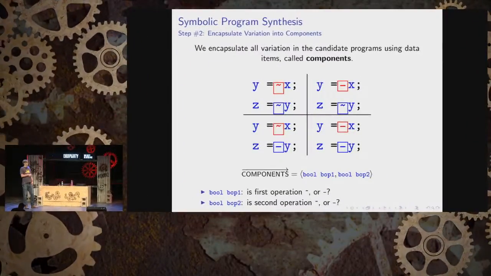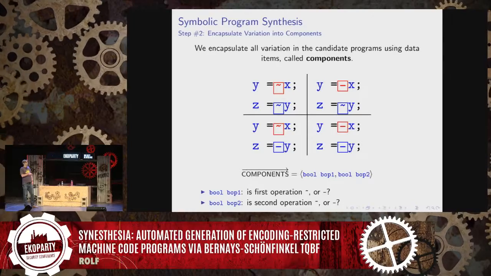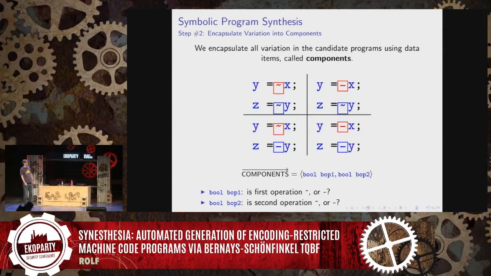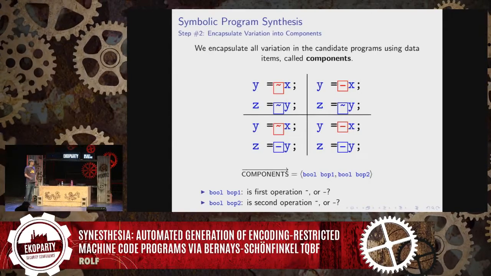Components are two Boolean values, bop1 describing the first operation, not or neg, and bop2 describing the second operation, not or neg.